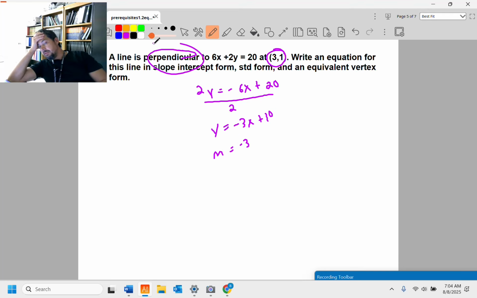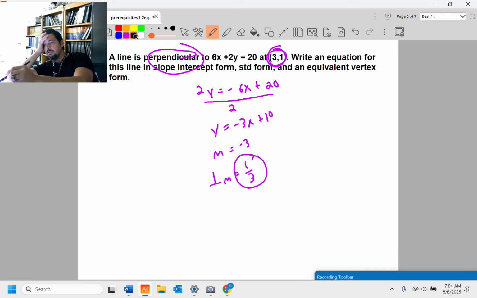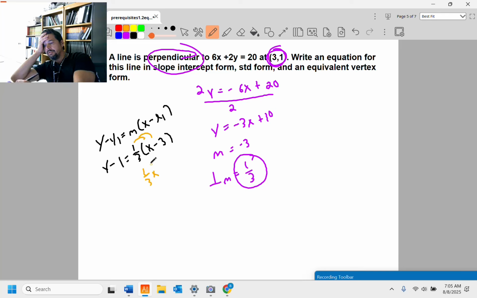Now I am going to be perpendicular to it. So remember, it's about being the opposite reciprocal. The opposite of a negative 3 is a positive, and the reciprocal of 3 is a third. So here we go. Slope, point. Okay? And I'm going to use point-slope form to do this. I'm going to plug into y minus y1 equals m times x minus x1. So y minus 1 equals 1/3 of x minus 3. And the numbers on this one are kind of nice. I mean, they work out. 1/3 of 3 is 1.